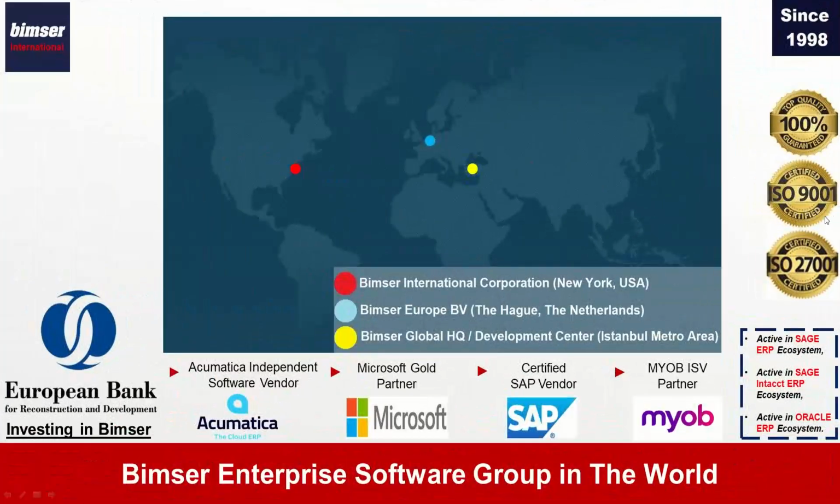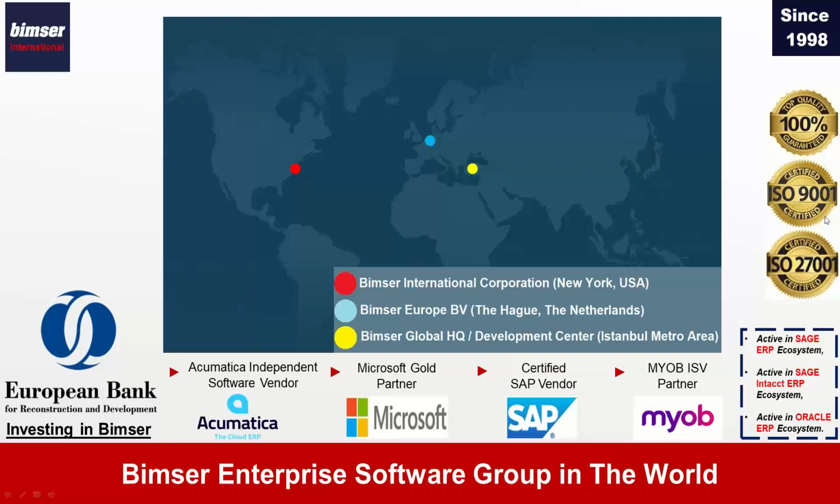As Bimser, we are a group of companies. We have global presence, as you see on the map. We are based in New York. We are also active in Europe, in the Middle East, and other regions as well. I'll talk more about other regions that we are active in. So as a group, we are about 200 people. We are a growing organization. We are backed by a European bank. So that is important information to share.